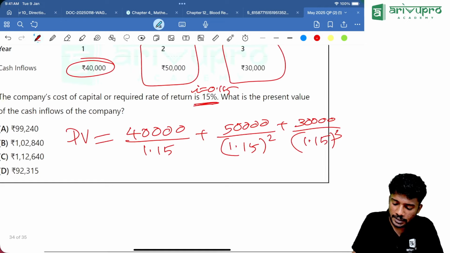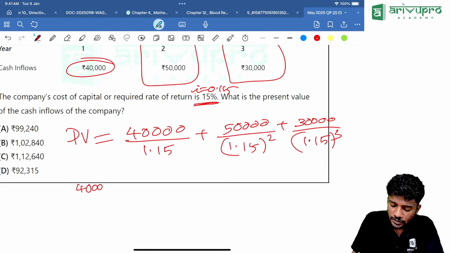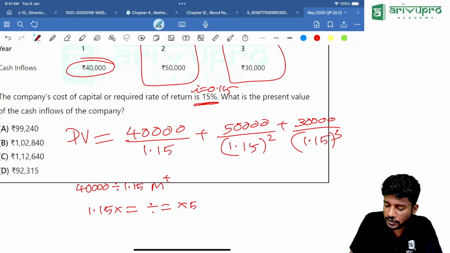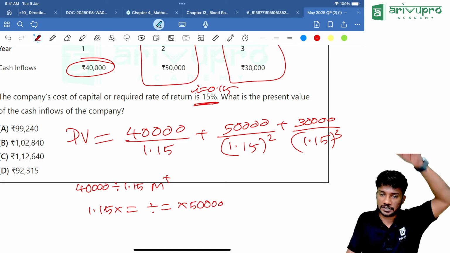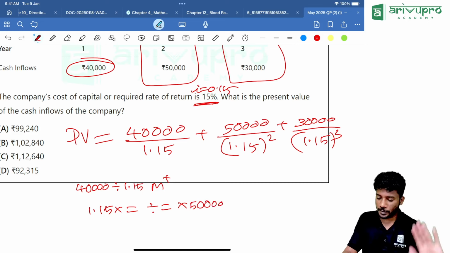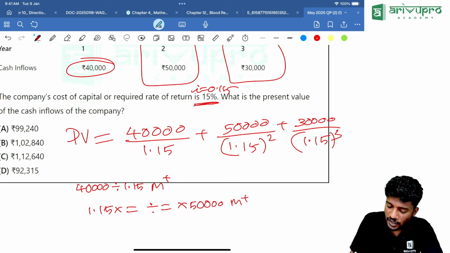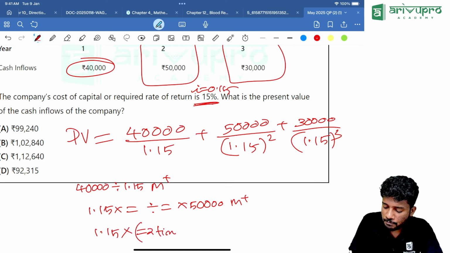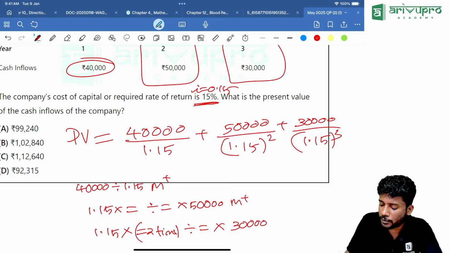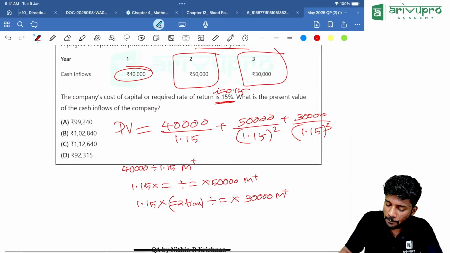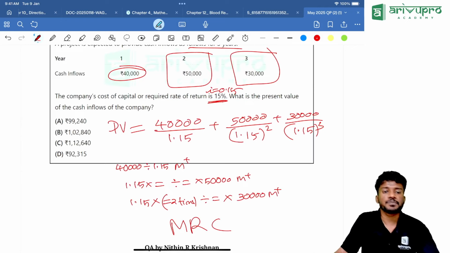Now how will you do it? Type 40,000, then divide by 1.15, click M plus, then type 1.15 into equal to, divide equal to, multiply it with 50,000. Why did we do that? Because it is in the denominator. We need to take it to the numerator. Click what? M plus. Finally, 1.15 into equal to how many times? 2 times. Then divide equal to, multiply it with what? 30,000. Finally, click what? M plus and MRC you will click. You will get the answer.